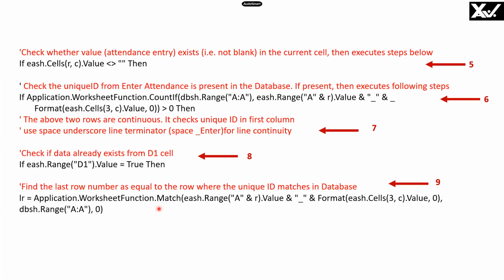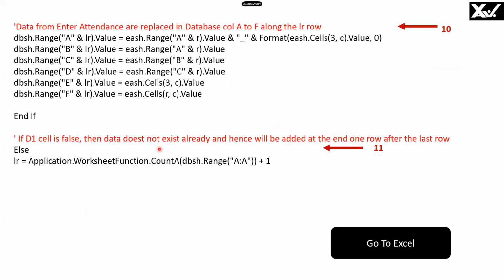LR is the application worksheet function. It is matching. What is matching? From the enter attendance sheet, the unique ID is found out. Where is it lying there in the A column of database sheet? So if it is there, that row is marked, and from that row onwards, all the data are added. We'll go to the next sheet. This is the code for adding these values. Please see here in the database sheet, first A column in that row gives you the unique ID. So unique ID is taken from this enter attendance sheet by combining the employee ID and the date, and then it is printed there.